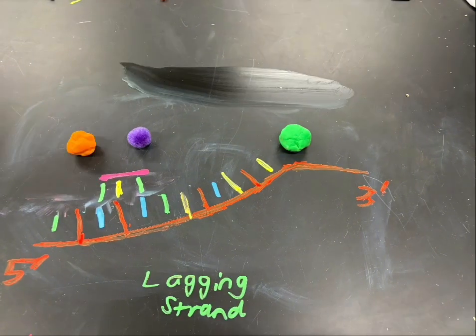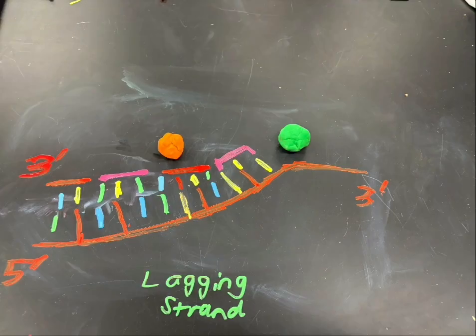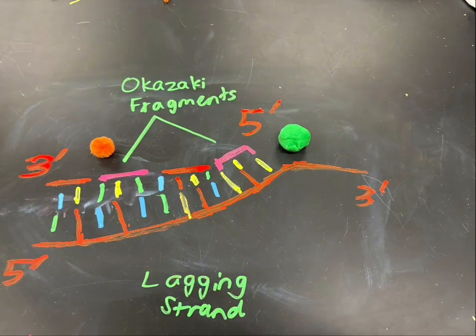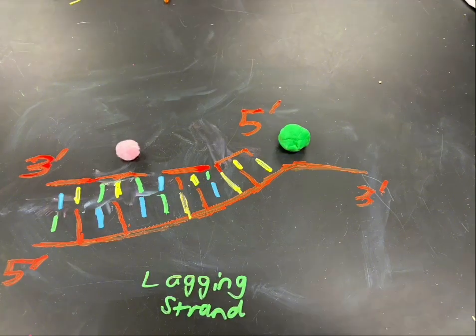The segments of RNA primer are called Okazaki fragments, which are replaced with DNA by a different DNA polymerase. Finally, ligase repairs the nicks and connects the DNA segments together, forming the daughter strand.